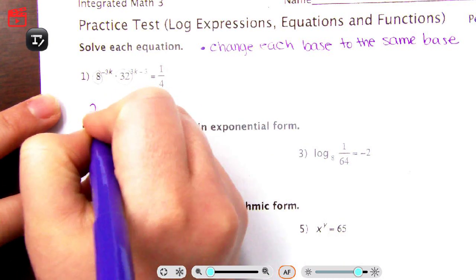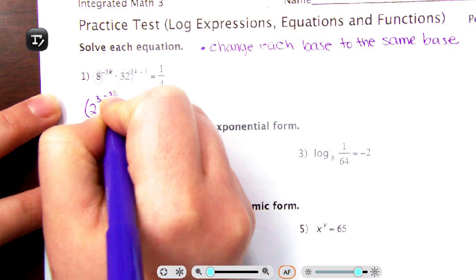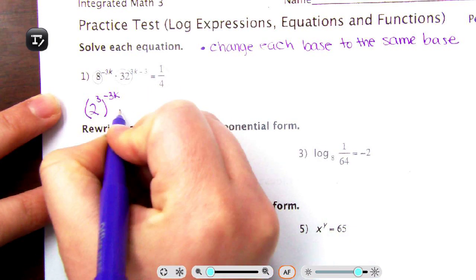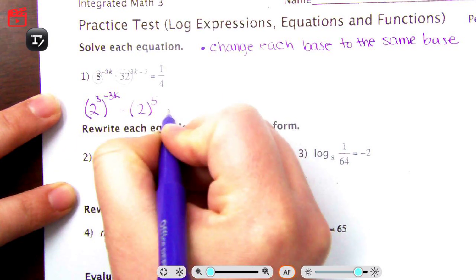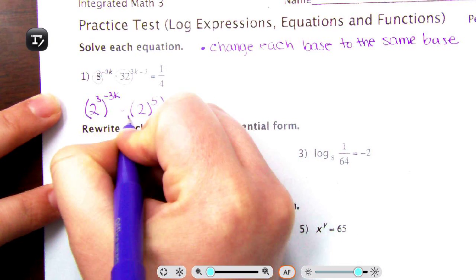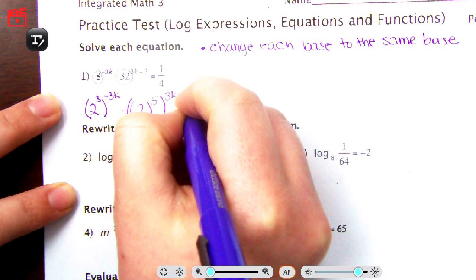So I have 2 cubed. I know 2 cubed is 8. We still have that negative 3k there. Times 32, I know that is 2 to the 5th power. Oop, I shouldn't have put parentheses like that. That's okay. I still have that exponent of 3k minus 3.